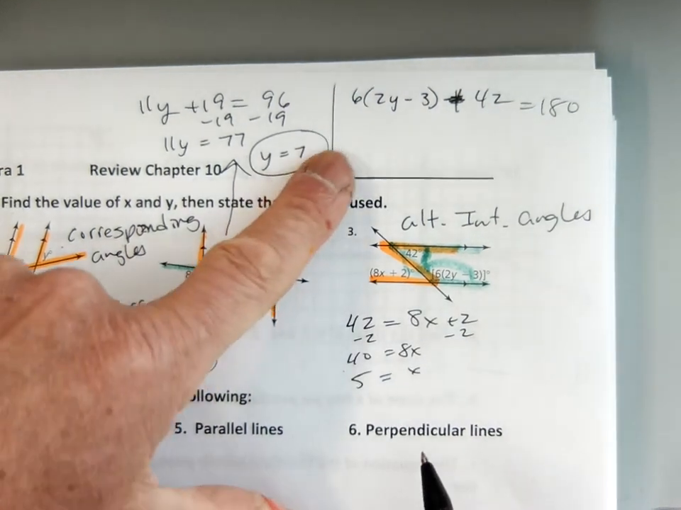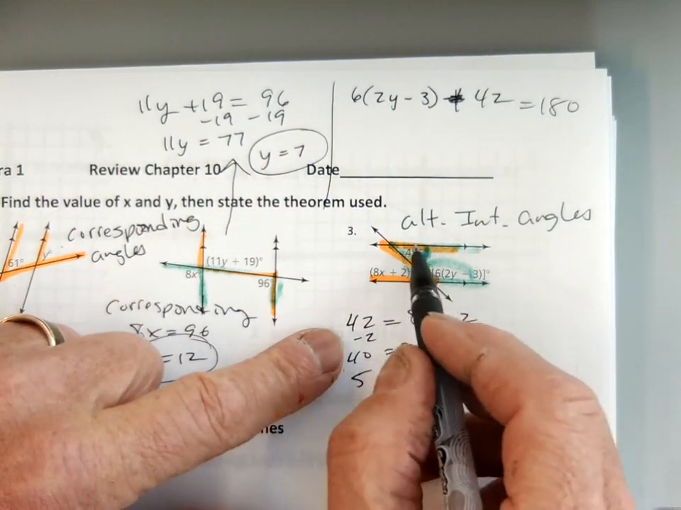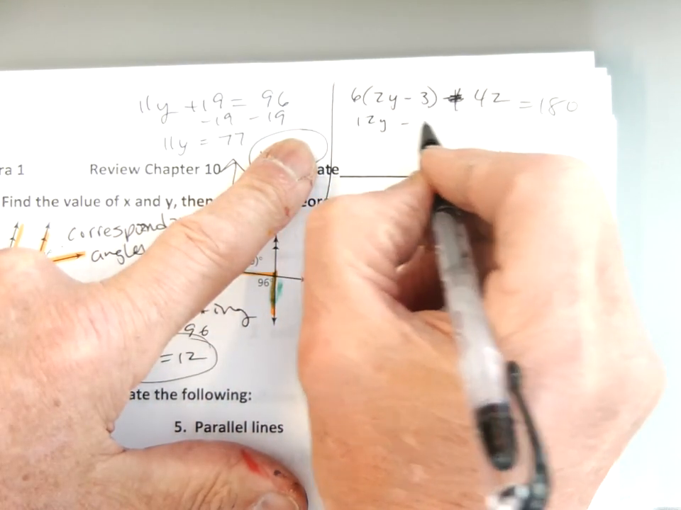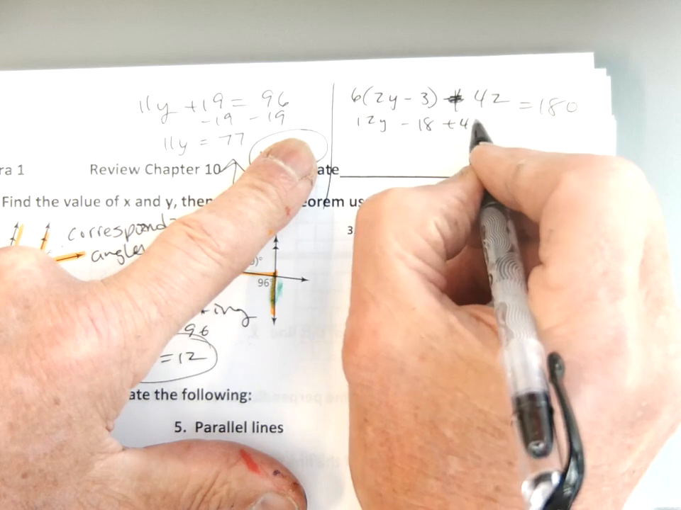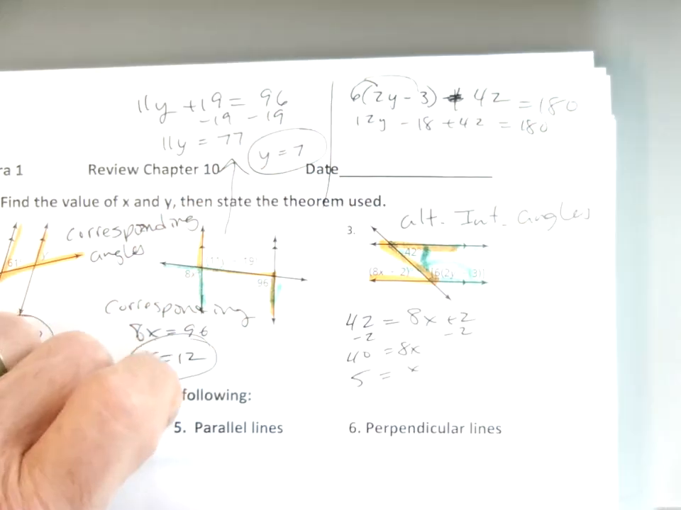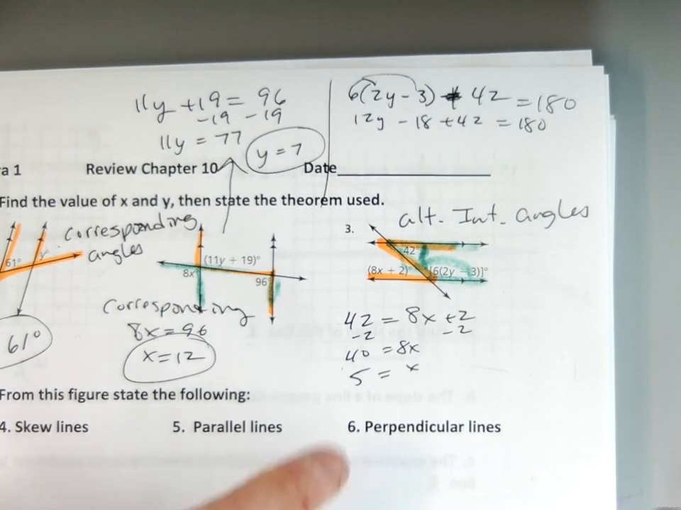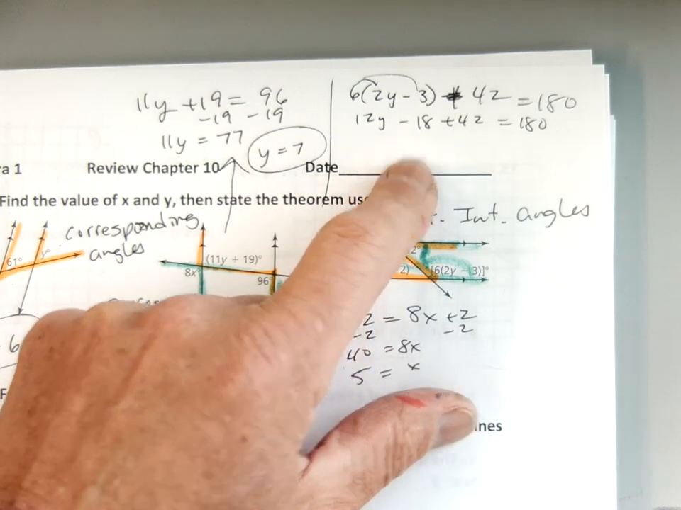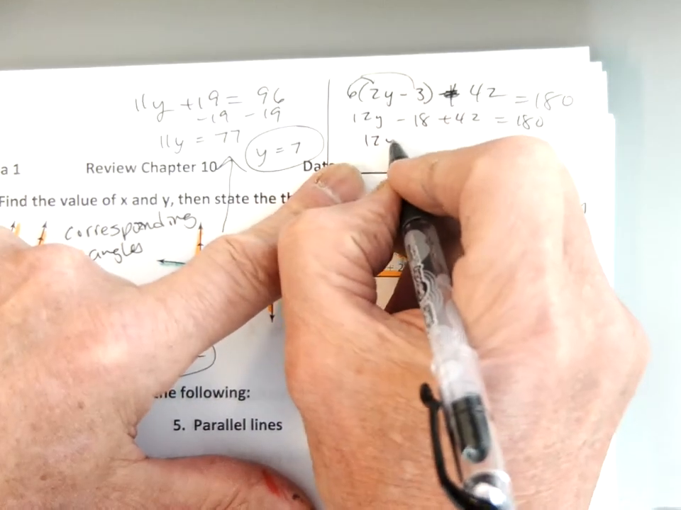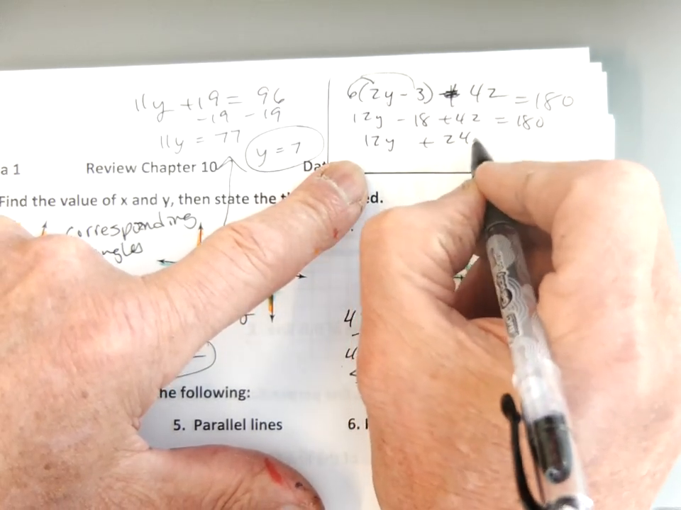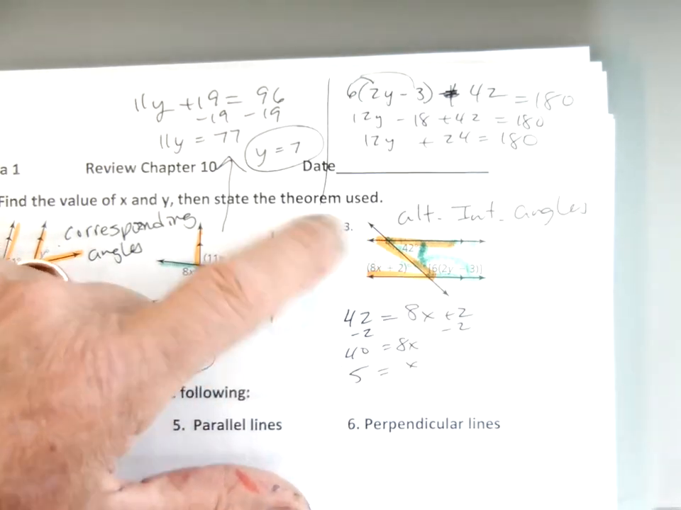Okay, so let's solve for y in this case. These two angles are supplementary. Add up to 180, so I've got 12y minus 18 plus 42 equals 180. Because all I did was distribute. That's all I did. What's negative 18 plus 42? I like calculators. Do the job for you. 24. So we really have 12y plus 24 equals 180, right?